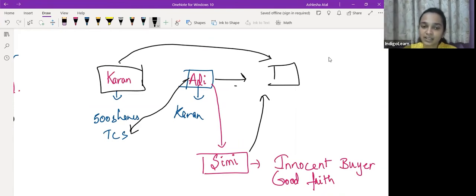Will Simi's name remain in the register of members, or will the company have to restore the original owner's name in the register of members? What do you think will happen? Original owner? Yes, the company will have to restore the original owner's name in the register of members. The meaning being very simple.